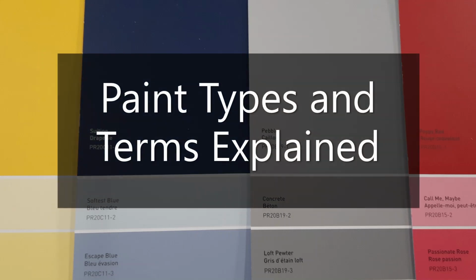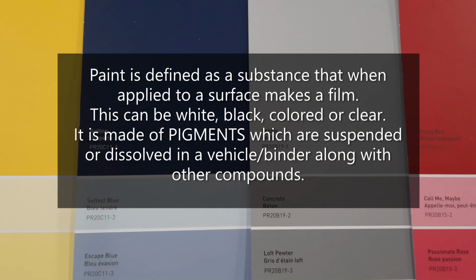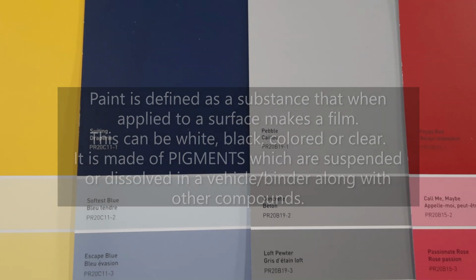Paint types and terms explained. Paint is defined as a substance that, when applied to a surface, makes a film. This can be white, black, colored, or clear. It is made of pigments which are suspended or dissolved in a vehicle or binder, along with other compounds.